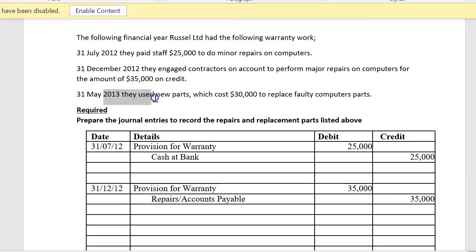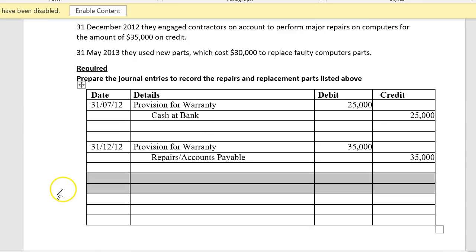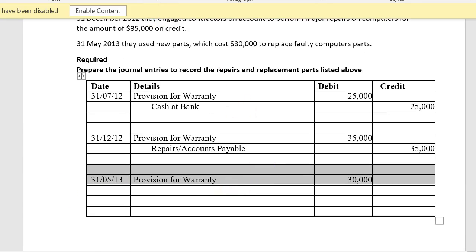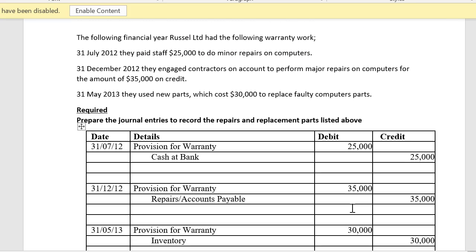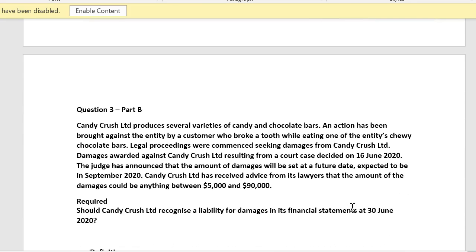Okay. 31st of May 2013, they again repaired computers under warranty using their own parts, which cost them $30,000. Now guys, since they use parts, we call it inventory. So on the 31st of May 2013, you debit provision for warranty and you credit inventory, 30,000. There you go. So that's how you handle a question on provisions. Okay. Let's move on to the next question.